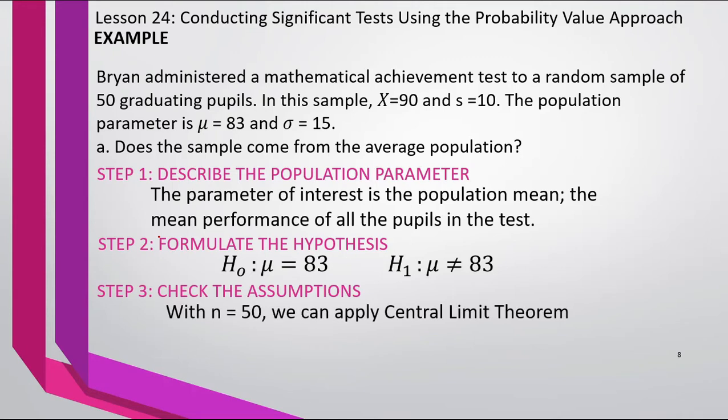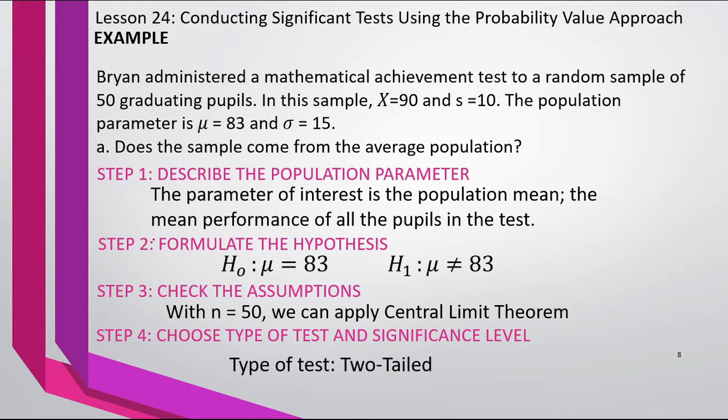Very good. 50. Since n is equal to 50, we can apply the central limit theorem. Ayan, very good. Next. Let us choose the type of test and significance level. Since dito pa lang sa pag-formulate ng hypothesis, na-determine natin kung ano yung type ng test, which is a two-tailed test.